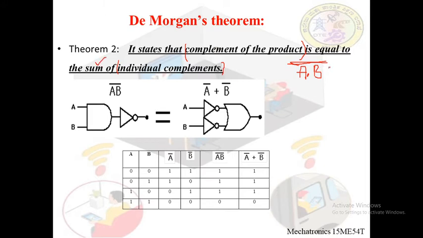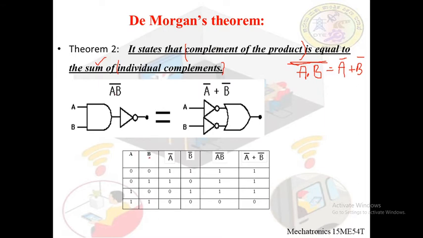So we will take the sum of individual complements, A bar plus B bar. So we have the complement of the product is equal to the sum of individual complements. This is De Morgan's second theorem. Let us try to verify this using a truth table.